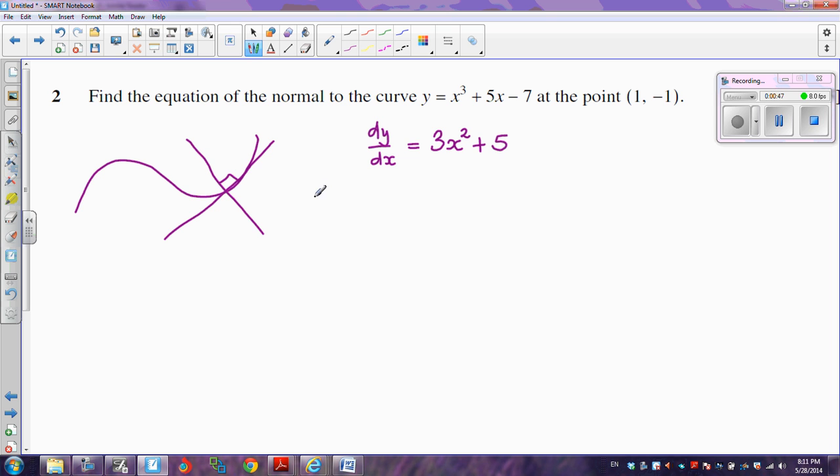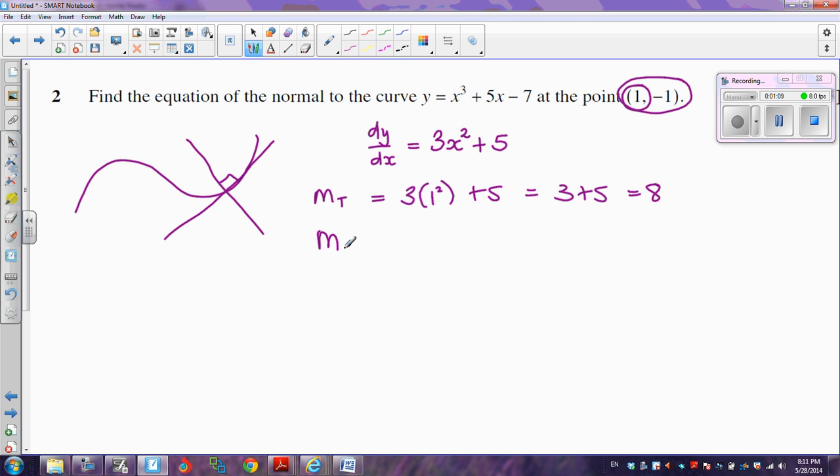So if we want to find the gradient of the tangent, I'll use m for gradient and t for tangent. That's going to be at this point here, where x is equal to 1. So all I need to do is put x equals 1 into this. Well, that's just going to be 3 lots of 1 squared plus 5. Well, that's just 3 plus 5, which is equal to 8.